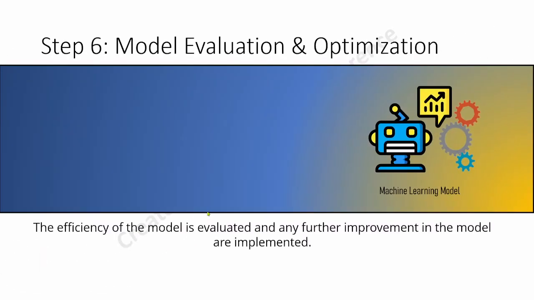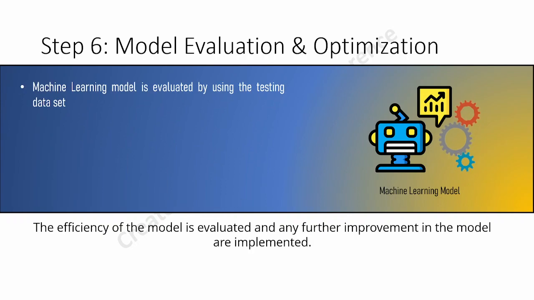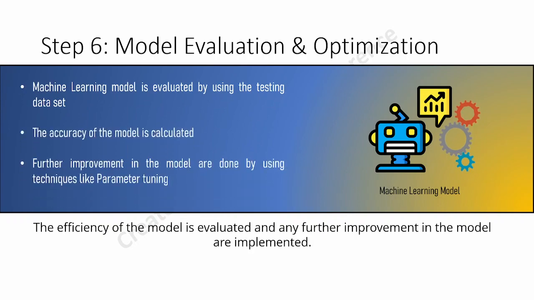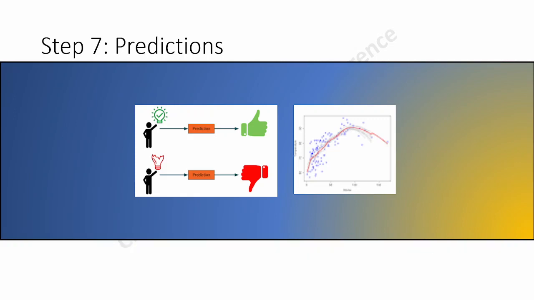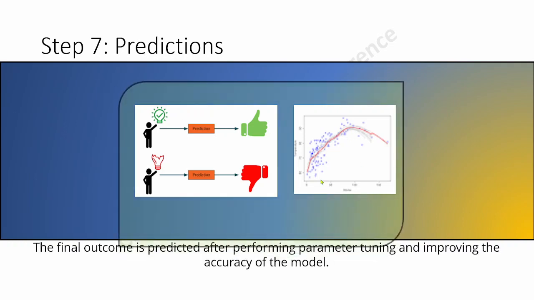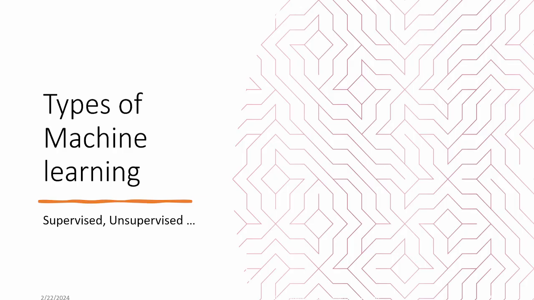Step number six is evaluation. Evaluation means how well the model is behaving with the data that we have, and also with the test data. The optimization phase is the most important phase, where we're trying to optimize the model parameters for better predictions. And then lastly, we make use of the model for predictions. These are typical steps that we follow in machine learning projects.